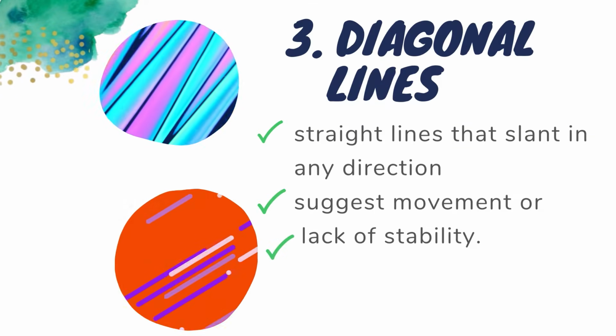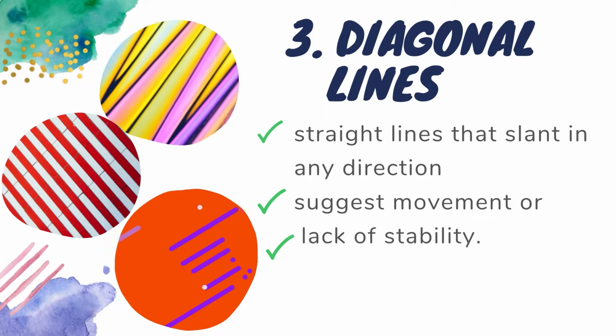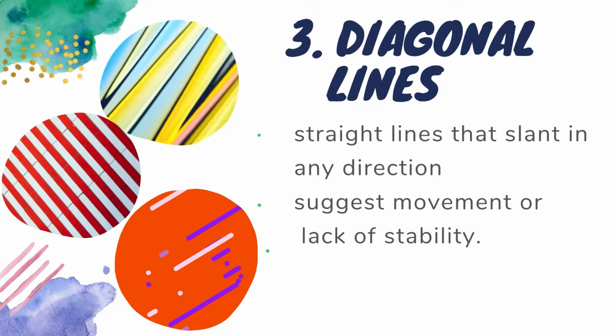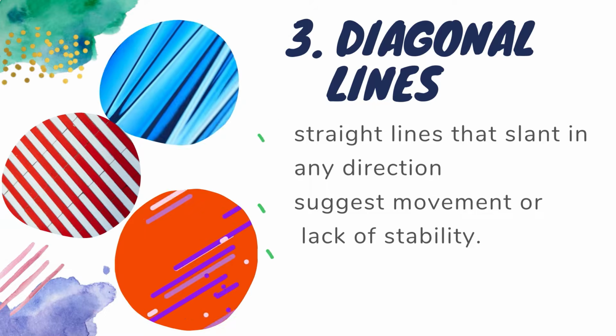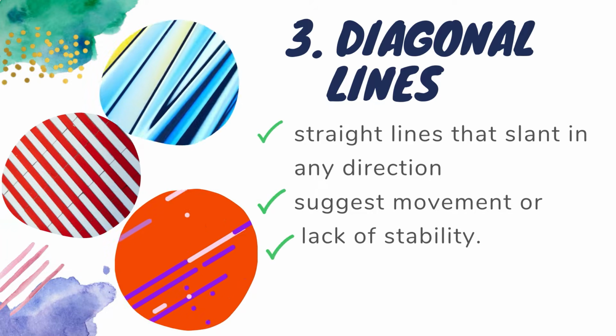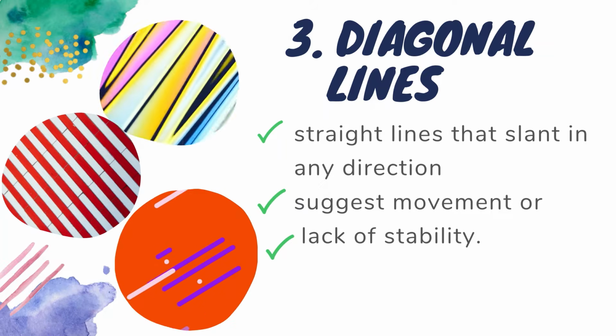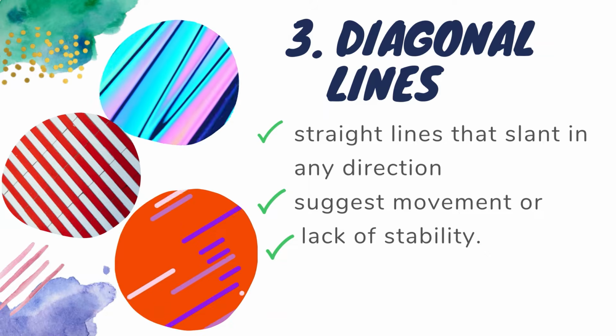Now let's proceed with number 3, diagonal lines. They are straight lines that slant in any direction. They suggest movement or lack of stability. So these are the examples of diagonal lines. Now try to make these diagonal lines on your paper.